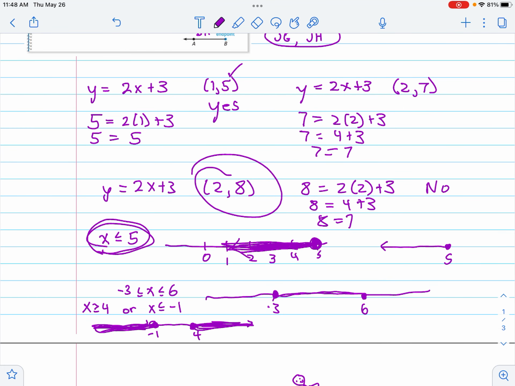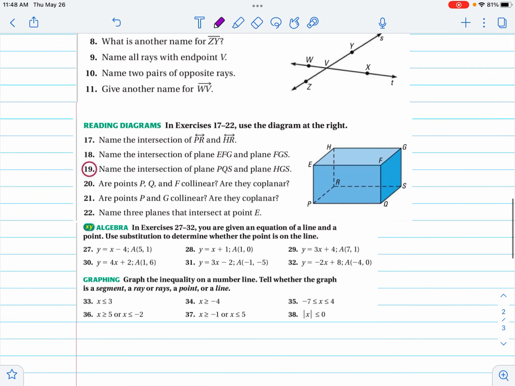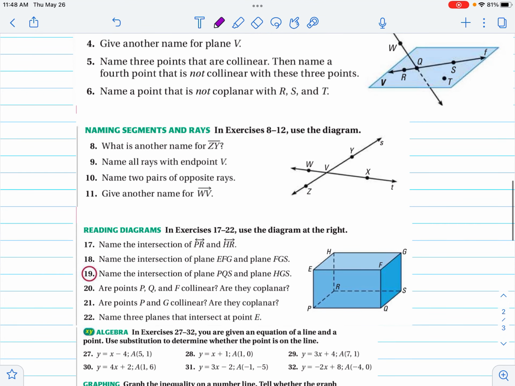Now, I've got the assignment here so y'all can work on that, and I'm available if you have questions. The assignment's down here. I've got some problems cut out, copied and pasted from a textbook. So you can work on those.